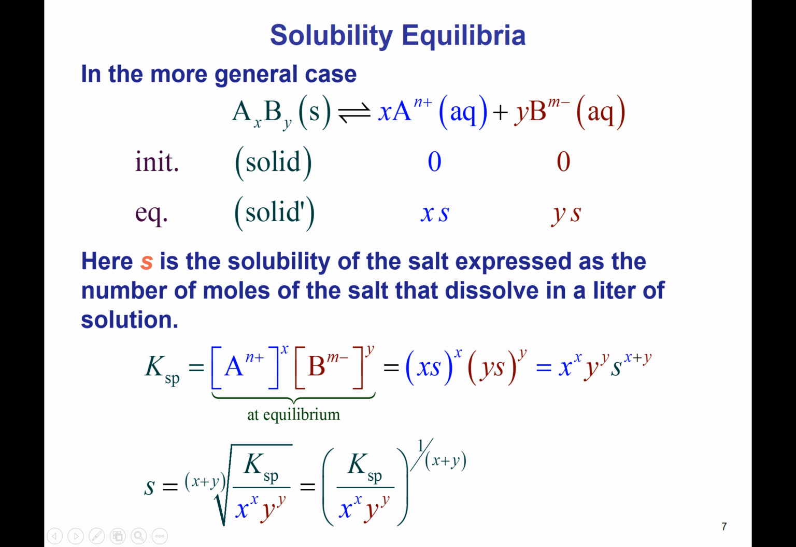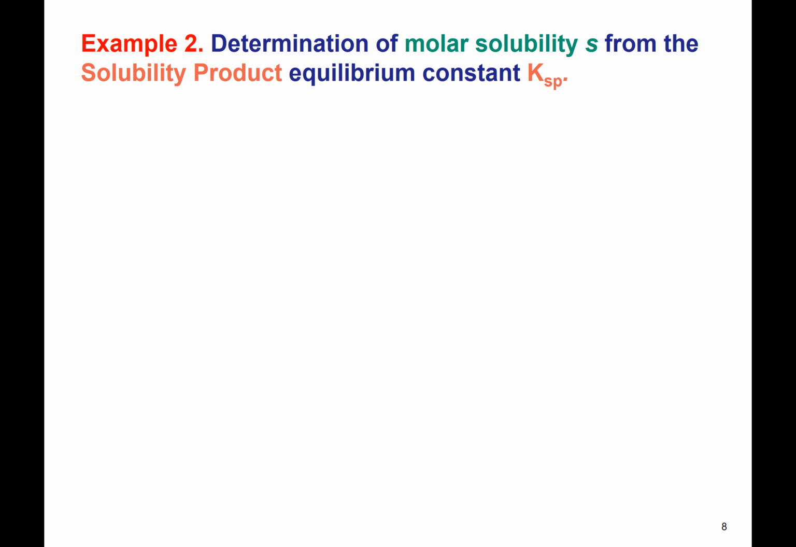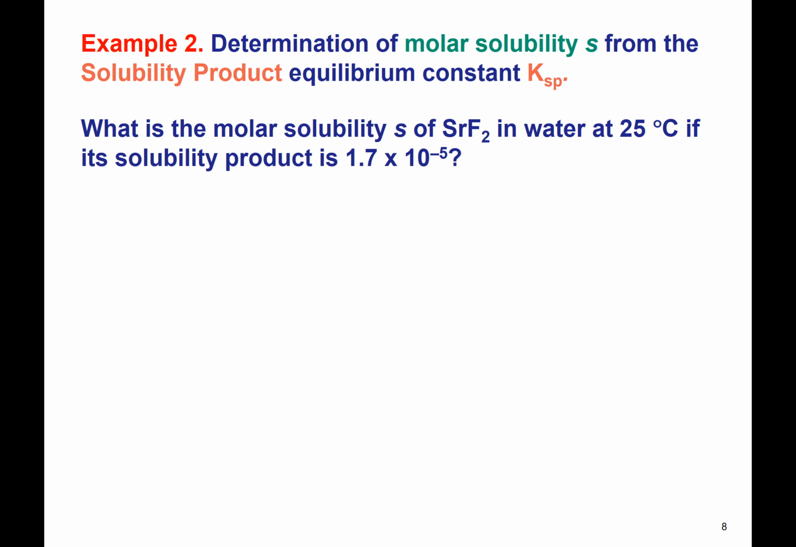Notice that an X plus Y root is the same as powering what's inside the root to the power 1 over X plus Y. This is a little bit abstract, so let us consider an example, and we'll see that it's very simple. So let's assume that we know what's the solubility product and we want to determine the solubility. So the salt in this case is strontium fluoride. And the question is, what is its molar solubility in water at 25 degrees centigrade, if we know that in those conditions the solubility product is about 10 to the minus 5.